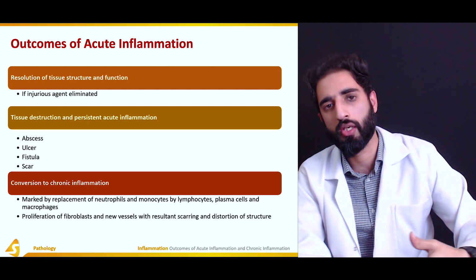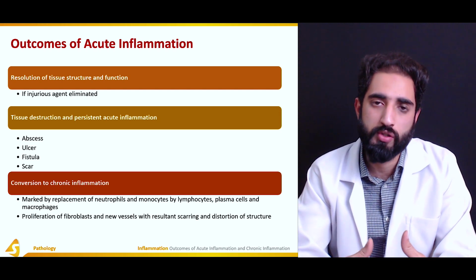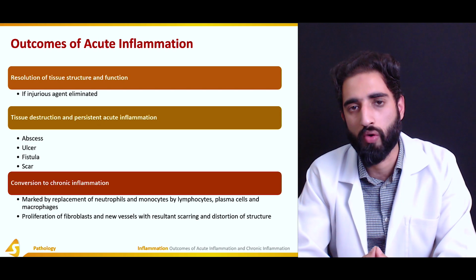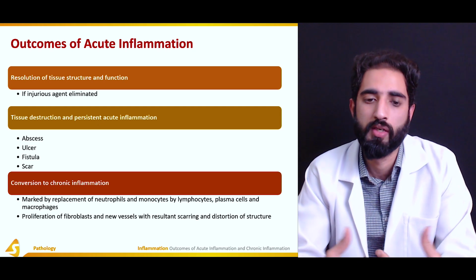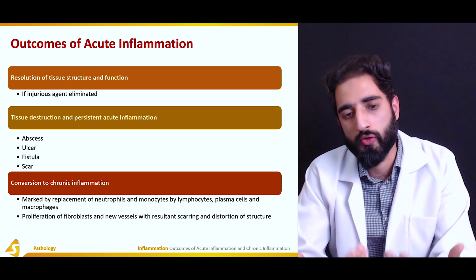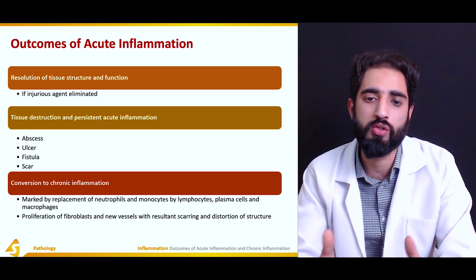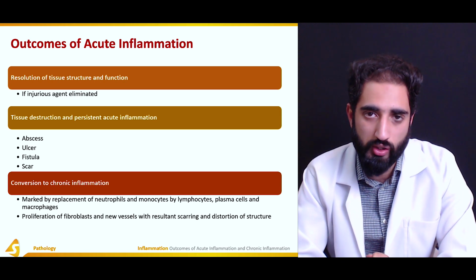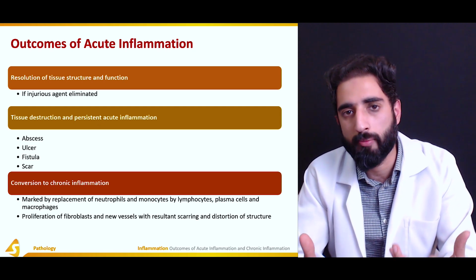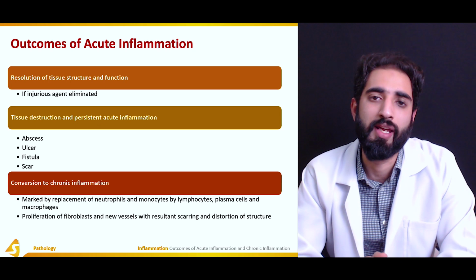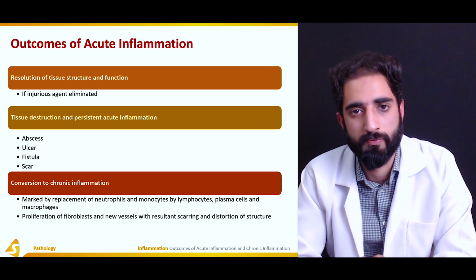So we have discussed a lot about acute inflammation, what it is, how different phases occur in this inflammation, what are actually the manifestations of acute inflammation, and now we are going to talk about the outcome. So there are three possible outcomes of acute inflammation. It can either result in the resolution of tissue structure and function, which is the most promising outcome, and that is only possible if the injurious agent is eliminated and there isn't a lot of tissue destruction.